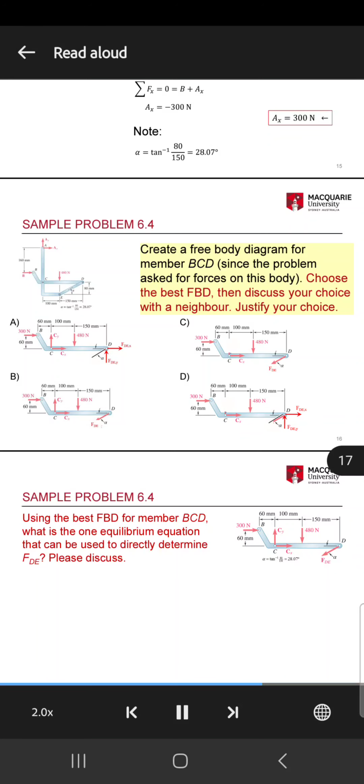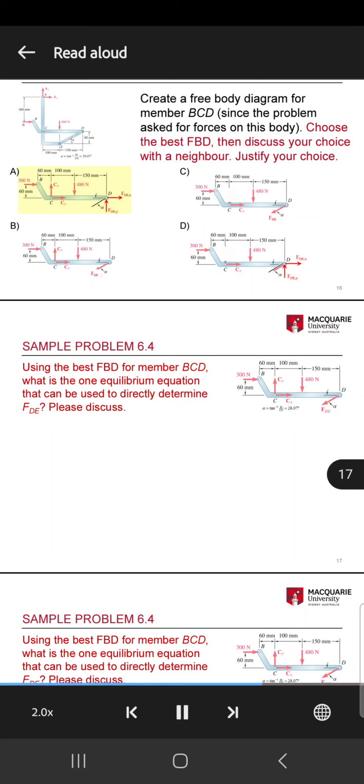Create a free body diagram for member BCD, since the problem asks for forces on this body. Choose the best FBD, then discuss your choice with a neighbor. Justify your choice.